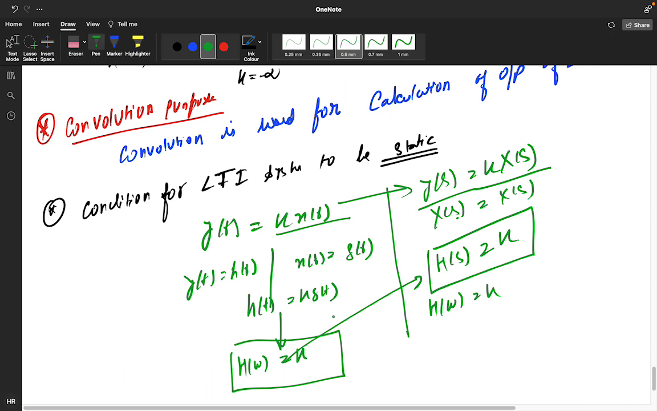Okay, so for a static LTI system, the impulse response of the system should be an impulse at origin, and the transfer function should be constant. Whenever you are getting the transfer function as a constant, that means the system is static. Remember this point. Whenever y of s by x of s is coming constant, that means your system is static.